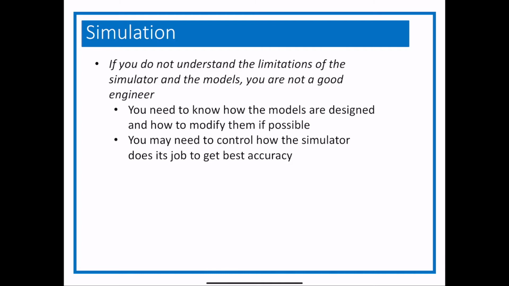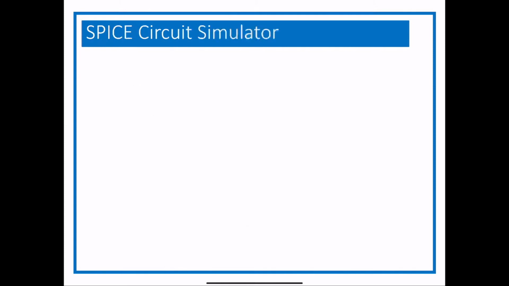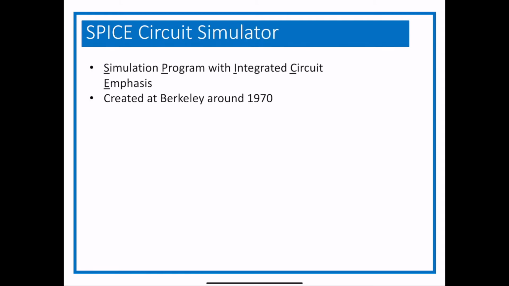In some cases, you may be simulating something that has a transient part, and you need to eliminate that. Otherwise, your answers aren't accurate. So you need to get accuracy, not just what you want to get out of the circuit. You need to understand the theory behind a simulation if possible, so that it will be easier to understand the actual results you get. The initial SPICE circuit simulator was developed at Berkeley around 1970.